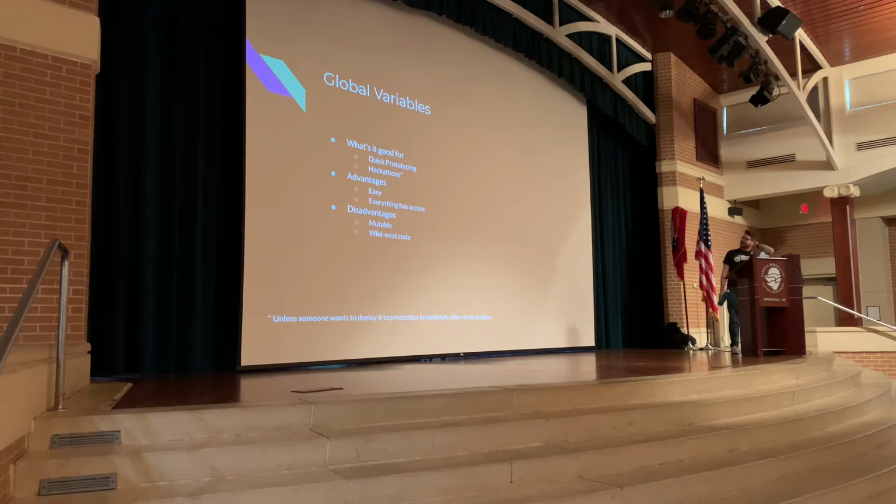What is it good for? Well, quick prototyping in hackathons. If you're building an application for a hackathon, there's no reason to over-architect it. It's supposed to be quick. You're supposed to be proving a point. You're supposed to be saying, this is what I think we can do, and let's see if it works. So I think global variables are an okay use case for that because it's supposed to be quick. And that's an advantage. It is super easy. You just define a variable and it's good to go.